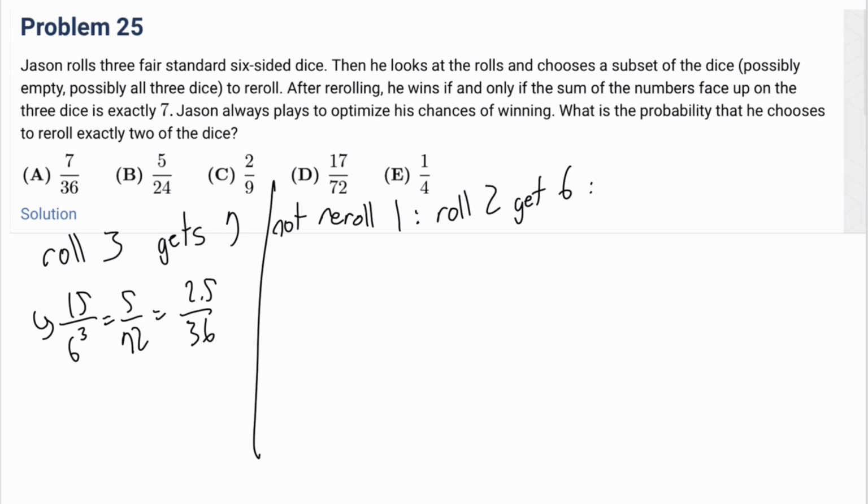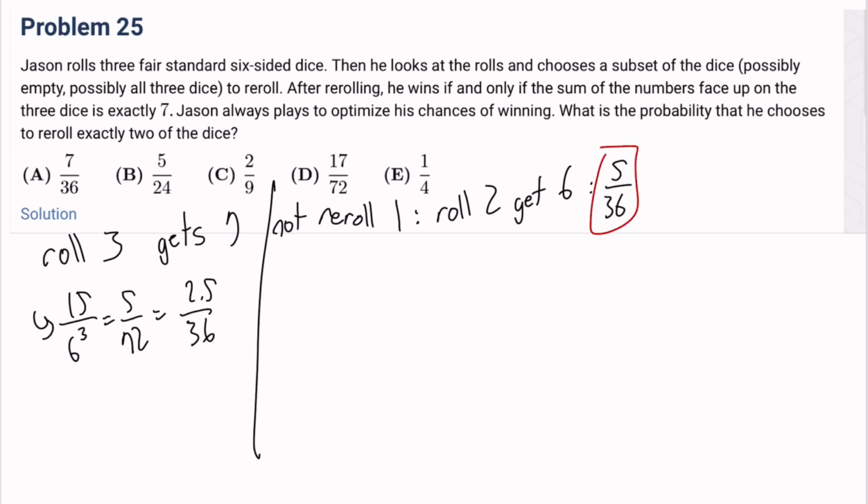And getting a sum of 6, what can that be? It's 1 5, 2 4, 3 3, 4 2, 5 1, like that, right? So this is 5 possibilities, so that's 5 over 36, since we are rolling 2 dice. And then comparing this to the possibility of just getting a 7 by 3, this is greater, right? So he will choose to re-roll just 2 of the dice and not all 3.